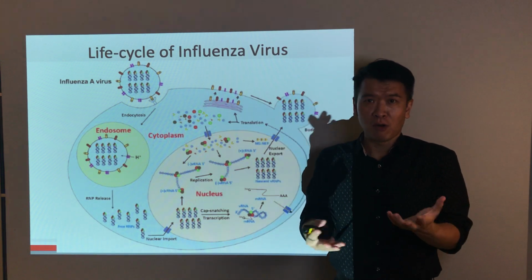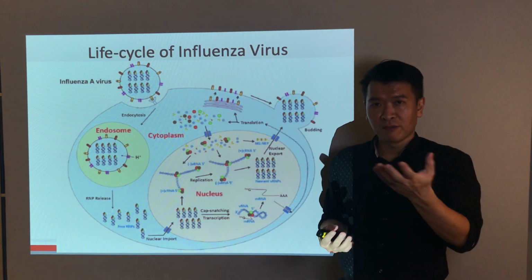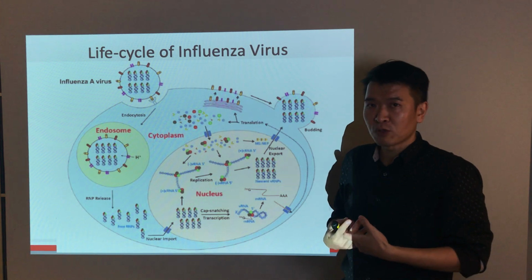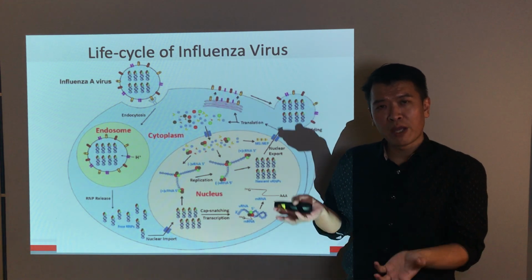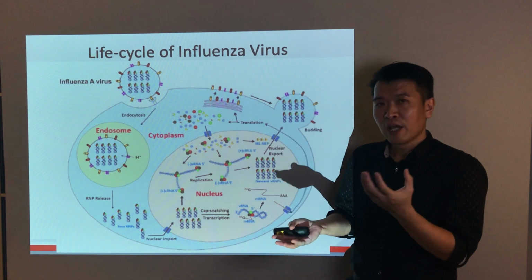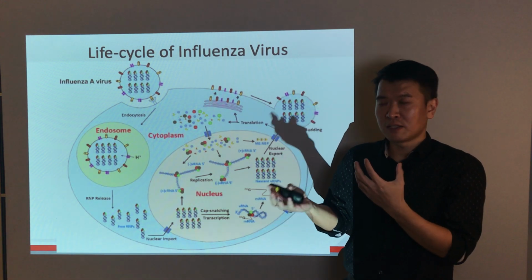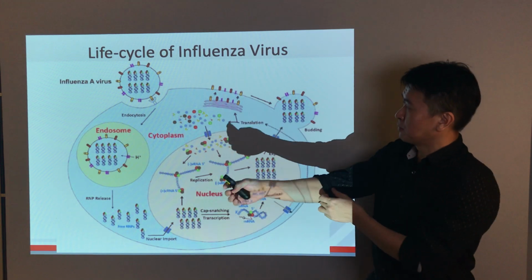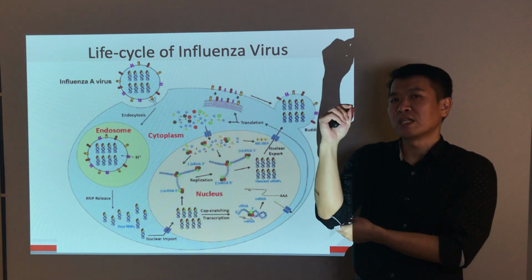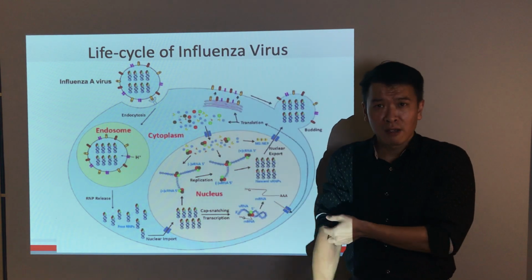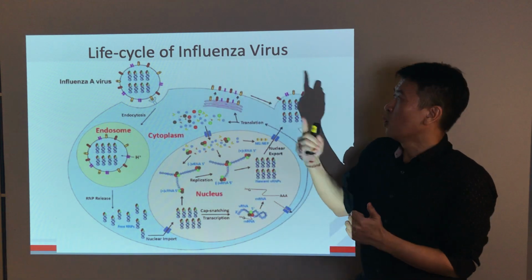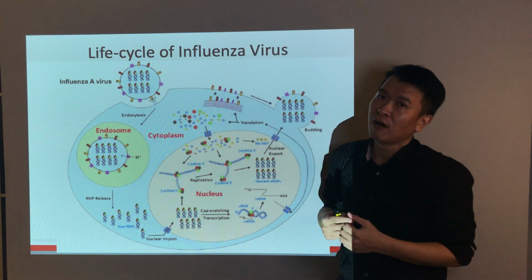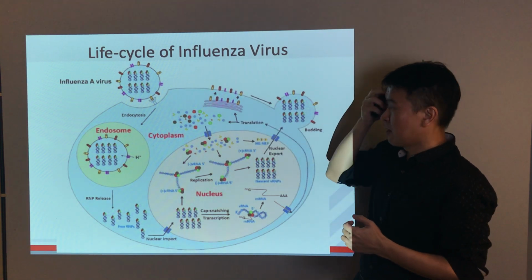So in previous lectures we've talked about the family of Orthomyxoviridae as well as some examples of the viruses that fall into the family of Orthomyxoviridae. We also looked at some of the characteristics of flu A, flu B, and flu C, and the differences and similarities between the viruses. Then we looked at the detailed structure of Influenza A virus. And today what we're going to look at is the life cycle of this Influenza A virus.